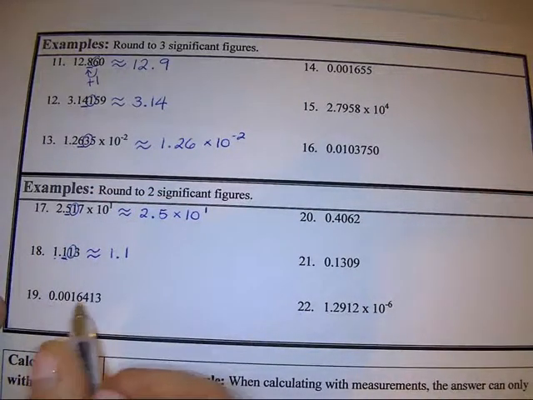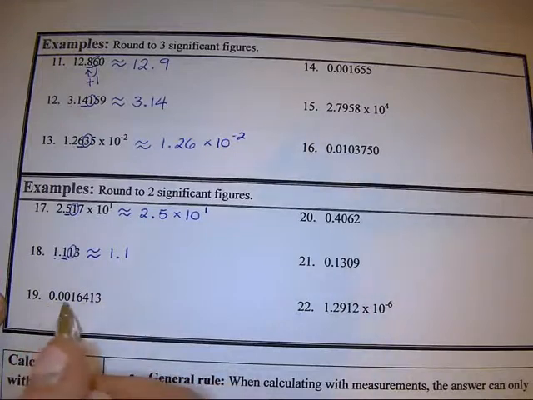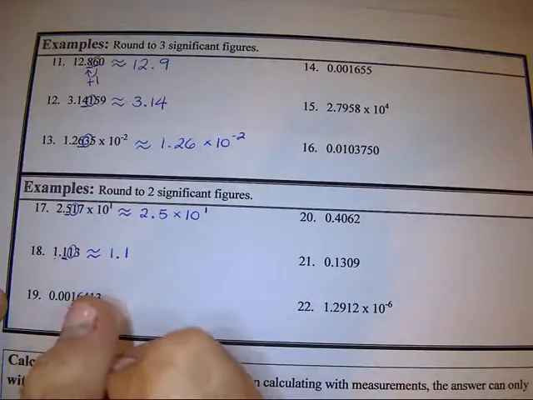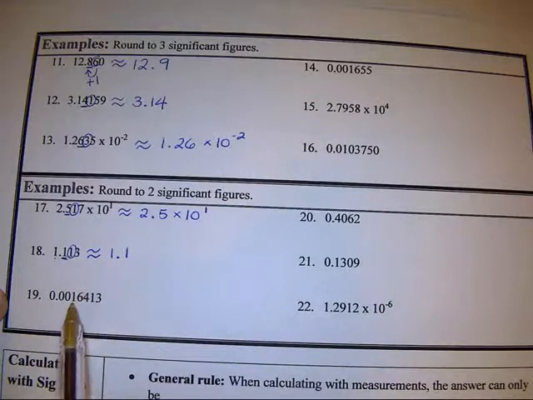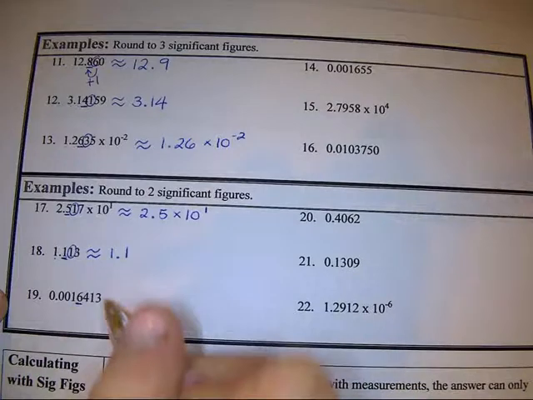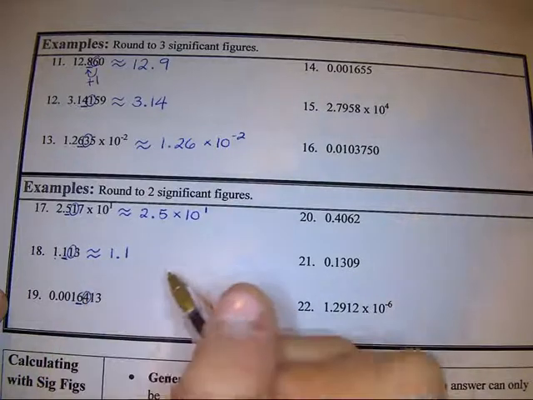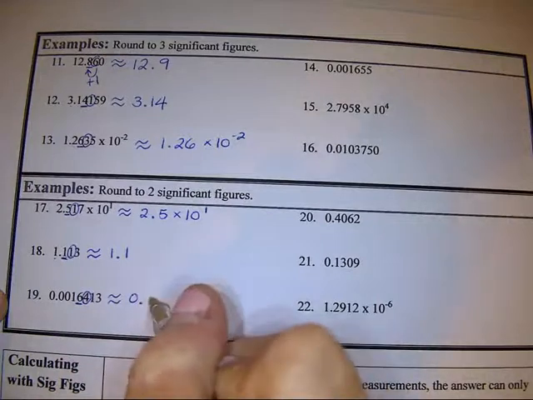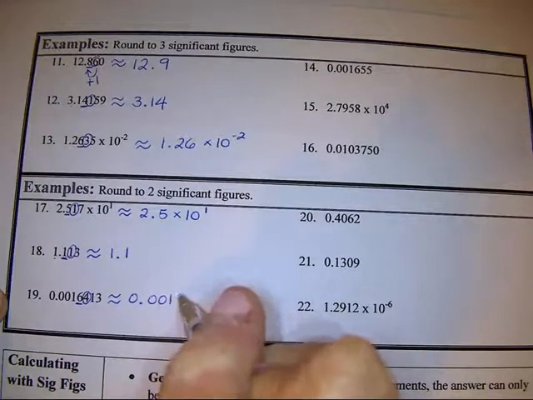Number 19, 0.0016413. Remember, leading zeros are not significant, so they don't count into our rounding. Okay? So we are going to count the sig figs starting from the 1. 1, 2. 6 is the last digit I want to keep. 4 tells me to round down. So the answer is 0.0016.